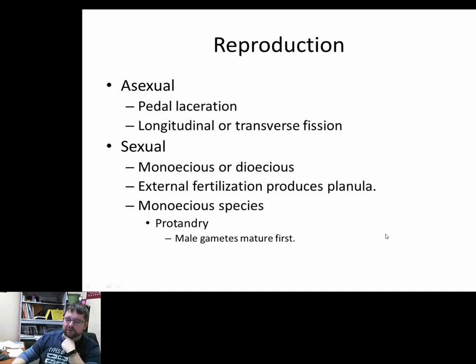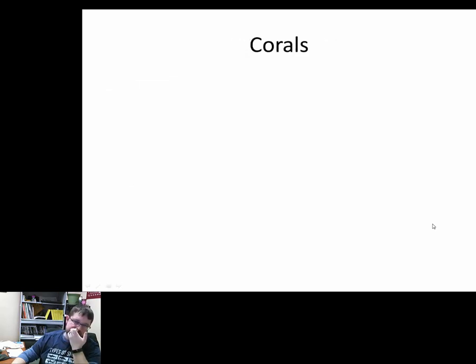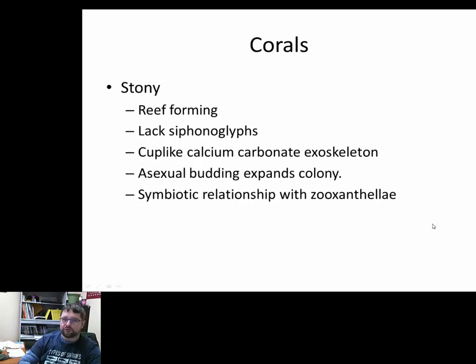So protandry: male gametes typically mature first and are released first. Okay? So corals, there are a few different types of corals. We have what we call stony corals. These are the ones that are most common to laypeople and everyday people, and that's the kind that are going to form reefs.